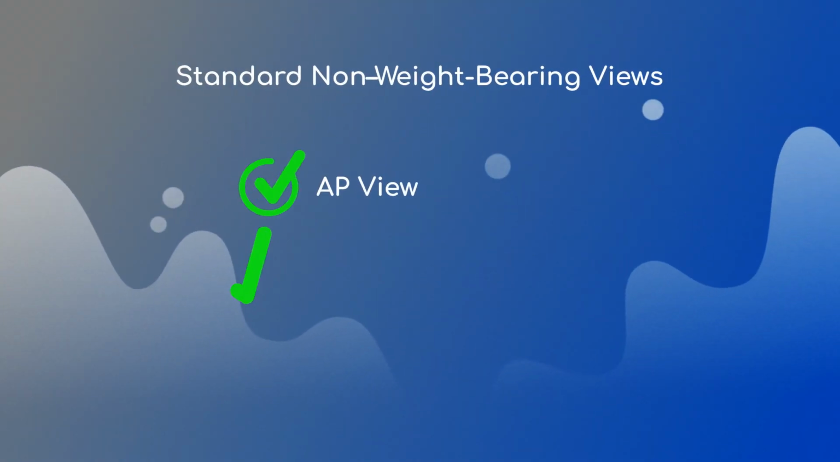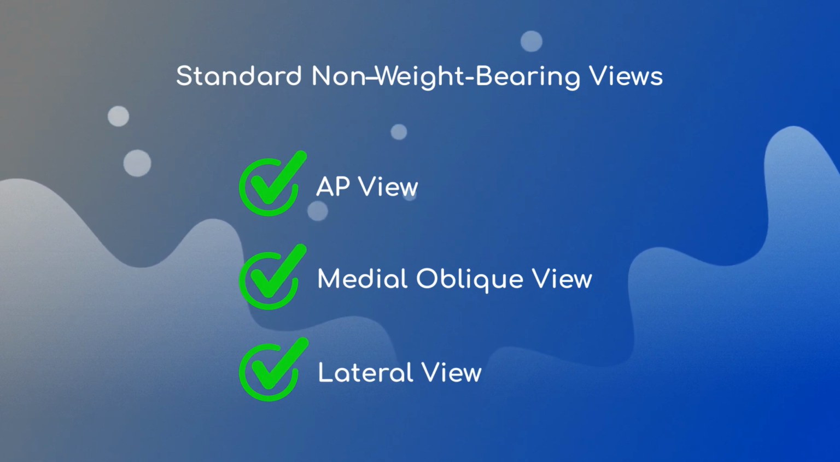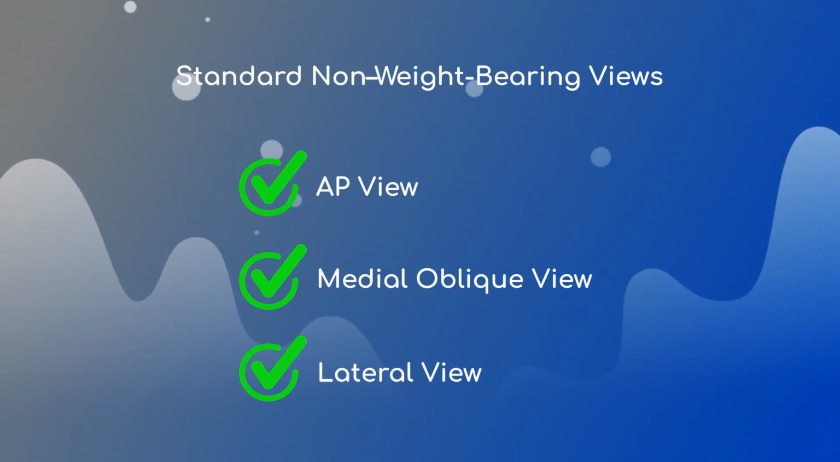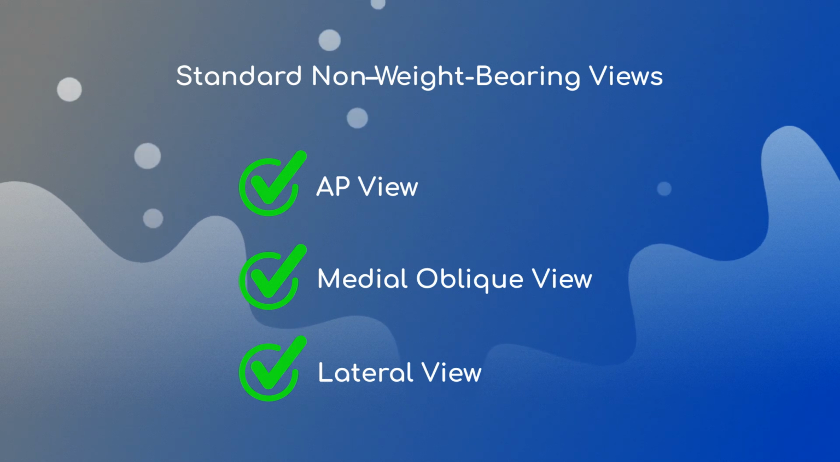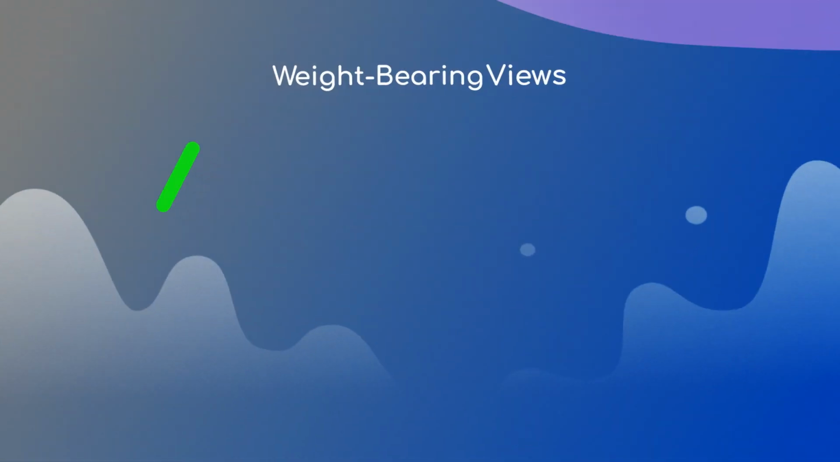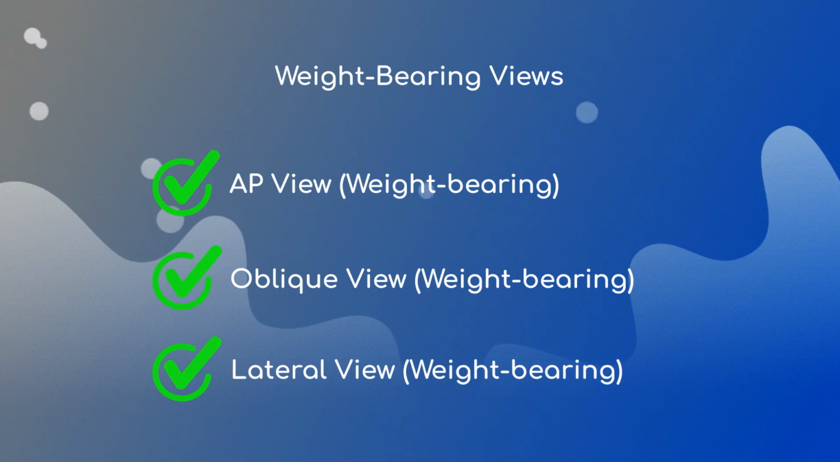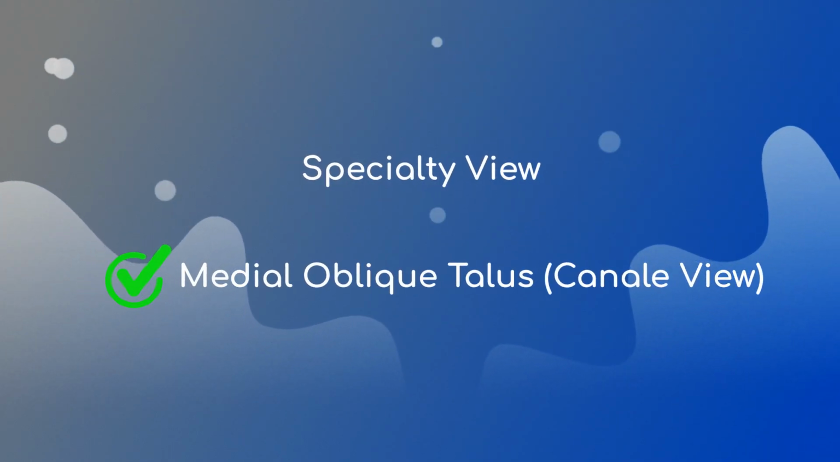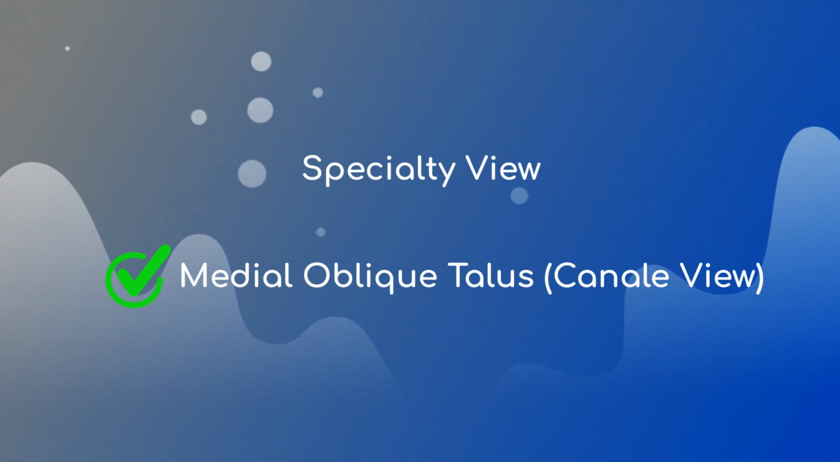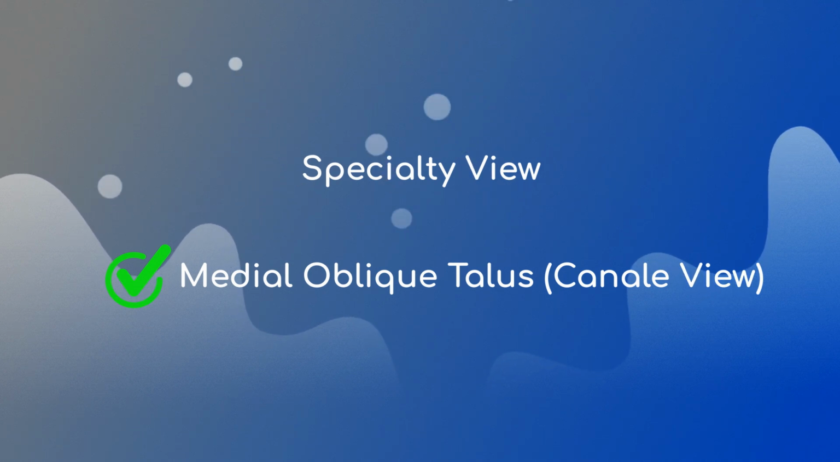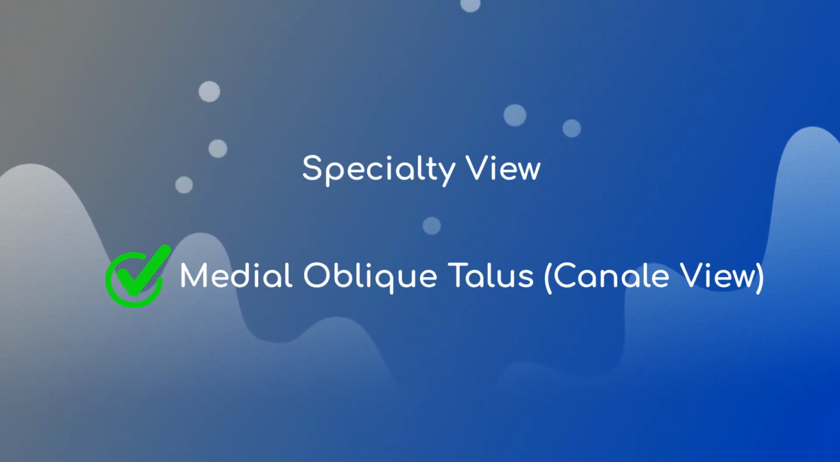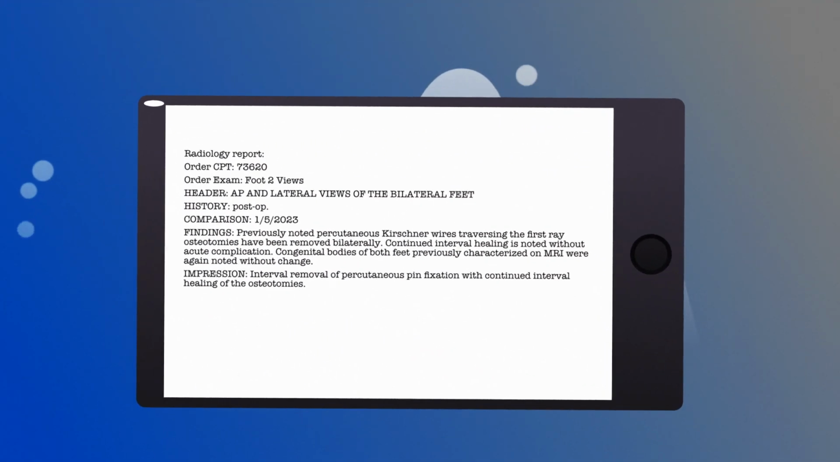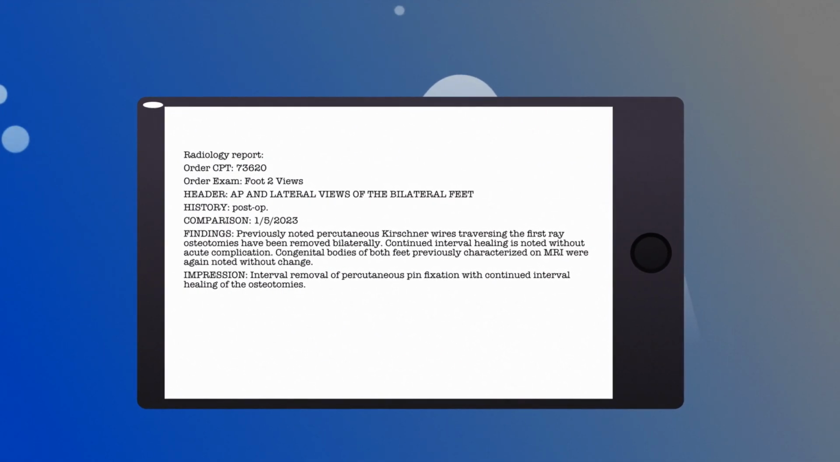These views are used to evaluate the tarsals, metatarsals, and phalanges of the foot. Grouped by clinical focus: standard non-weight-bearing views, AP view, medial oblique view, lateral view; weight-bearing views, AP view weight-bearing, oblique view weight-bearing, lateral view weight-bearing; specialty view, medial oblique talus canal view, used to evaluate the talar dome. Each view offers information on bony alignment, fracture fragments, joint space changes, and the presence of foreign bodies or degenerative disease.